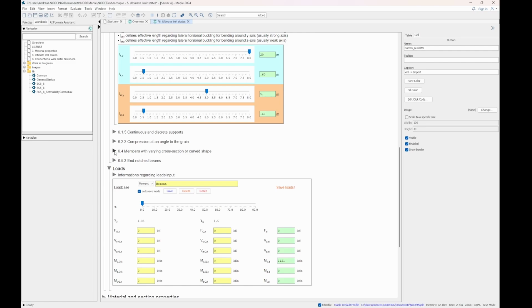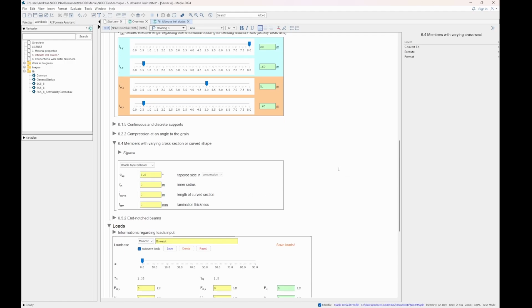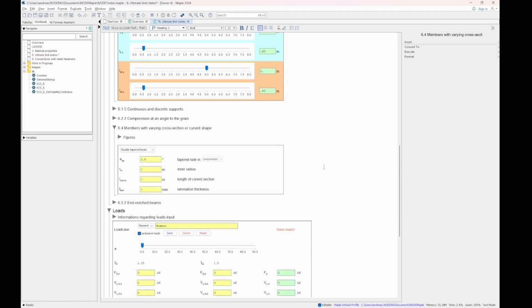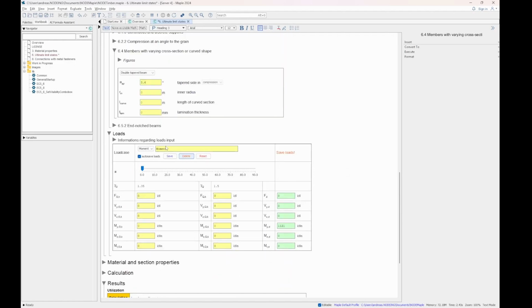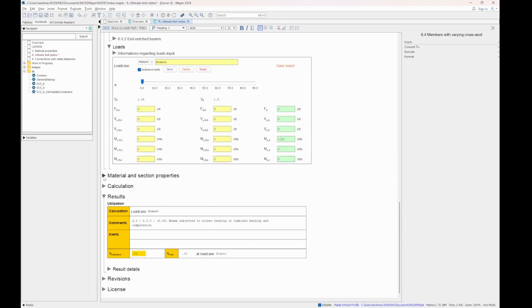But we do have a member with varying cross section and curved shapes. So in that case we are going to use the double tapered beam, with an alpha of 3.6 degrees. The other ones are not so interesting. In that case, we're going to have the moment check with a moment of 1121, and the calculation is done automatically, and we are going to check beams subjected to either bending or combined bending and compression.